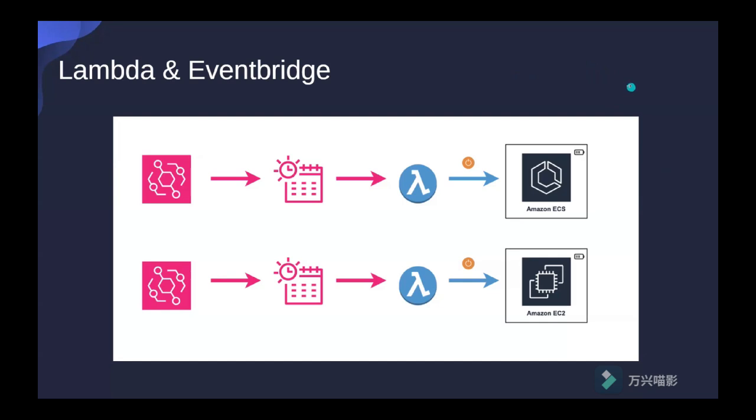Both of these functions are scheduled to trigger through EventBridge rules, automatically shutting down containers and EC2 instances at 9 p.m. and starting them again at 9 a.m. the next day. This automation ensures we only consume resources when we actually need them, without requiring manual intervention.